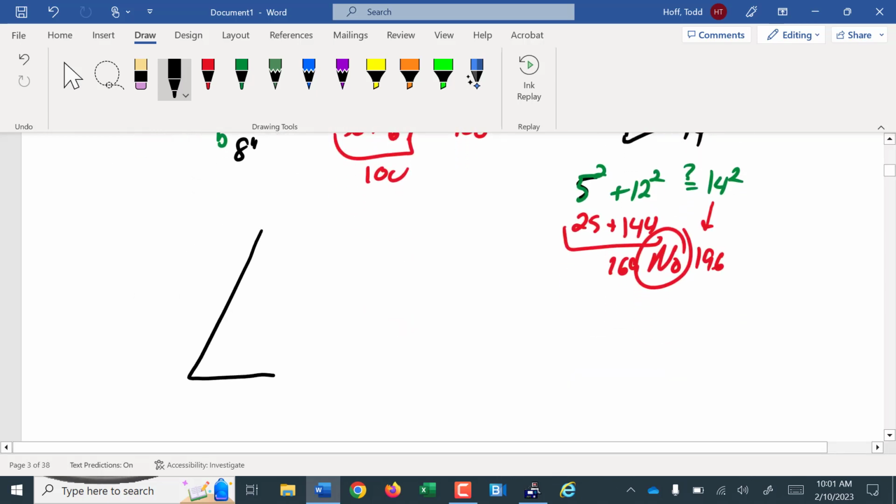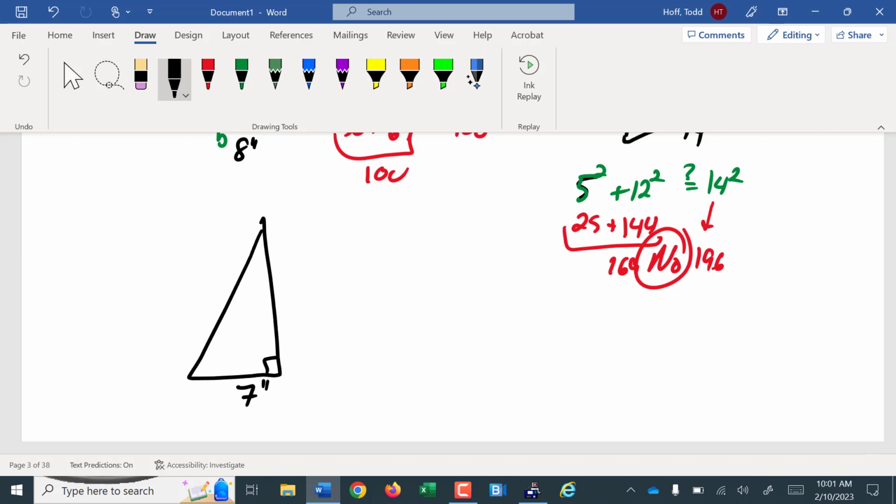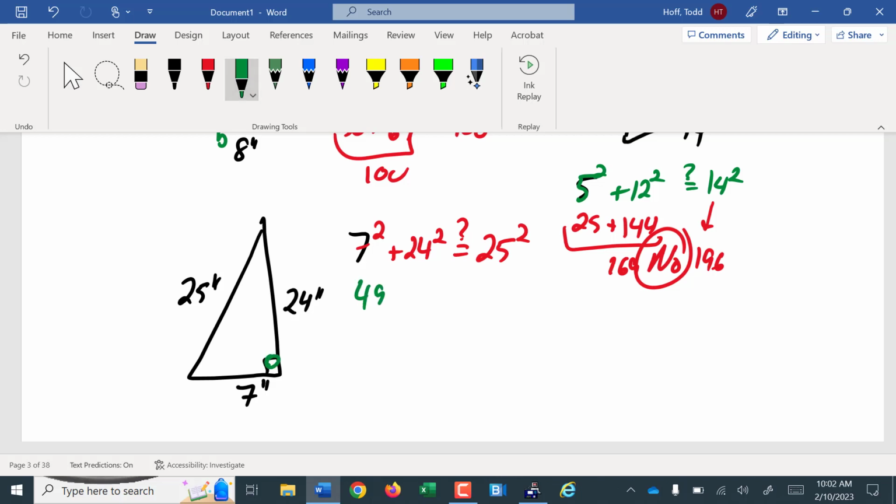And part C, I suppose I shouldn't put the right angle in there. 7, 24, and 25. So it'd be 7 squared plus 24 squared. And again, does that equal 25 squared? Yeah, I know. I gave it away when I put that in. 49 plus 576 is 625. That is 25 squared. Any questions on that one?